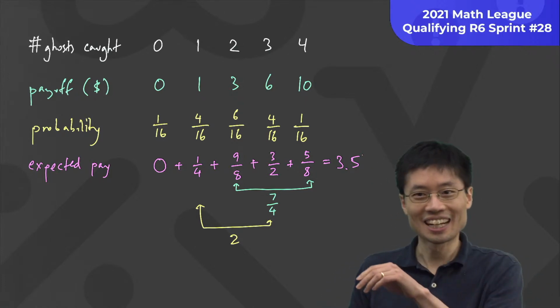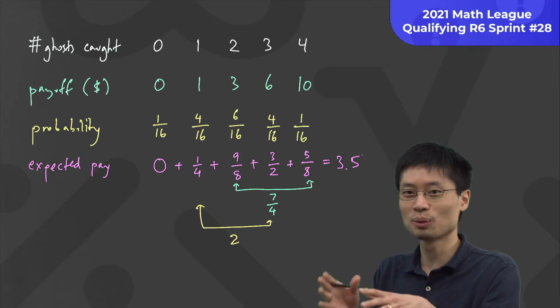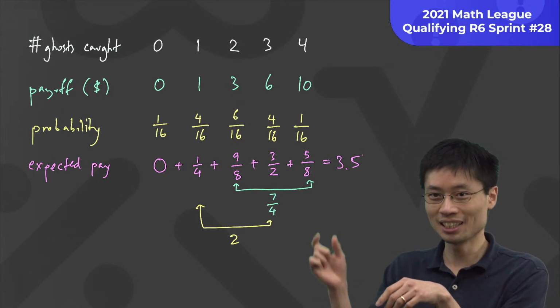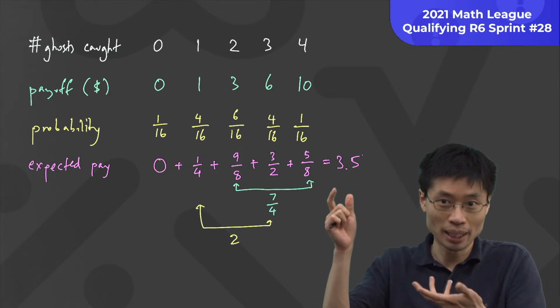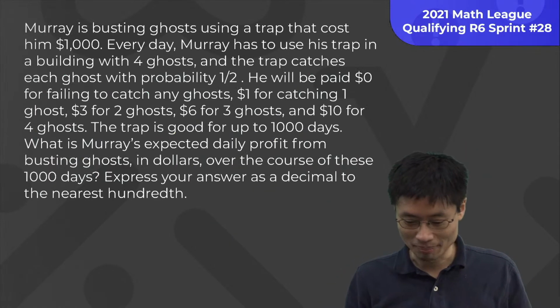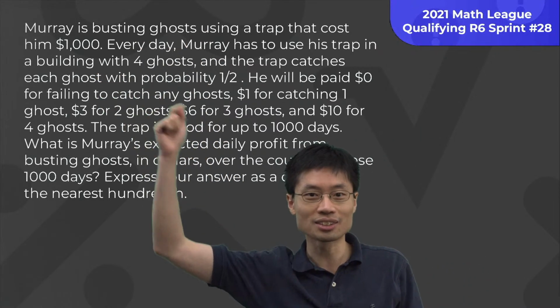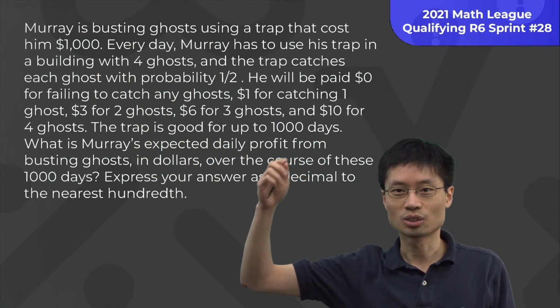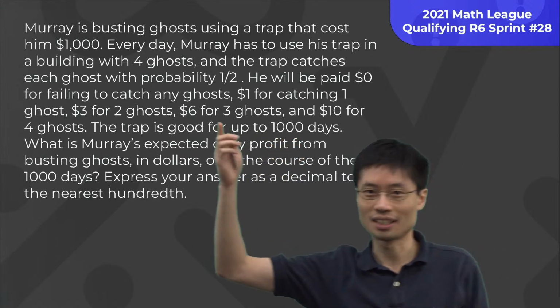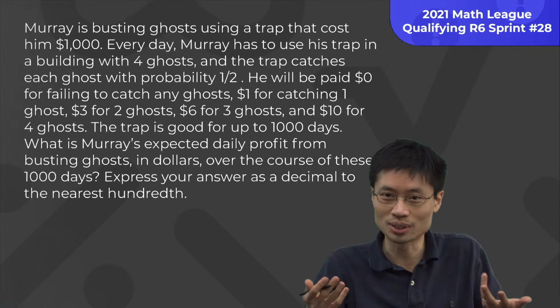Man, this guy is making big bucks here. He's doing ghost busting, and every single day for all his work busting those ghosts with the traps, he's going to have an expected earnings of $3.50 per day. But don't forget that he has to pay for the trap. The trap costs him $1,000. Well, it's good for up to 1,000 days. That means that every day he's going to pay $1 for the trap, right? Does that make sense? So you lose $1 for the trap.